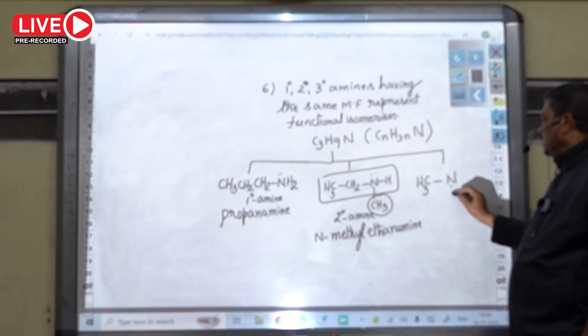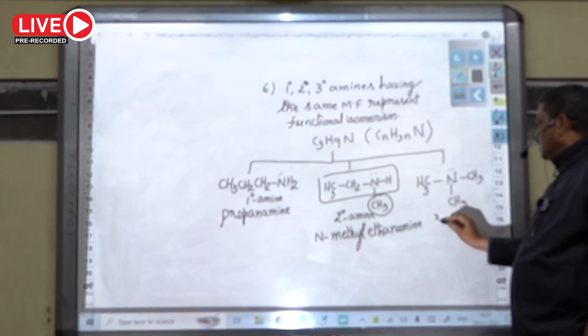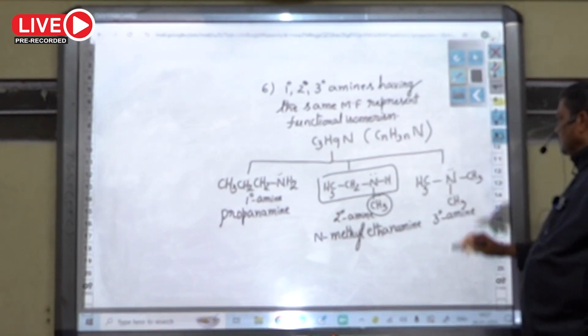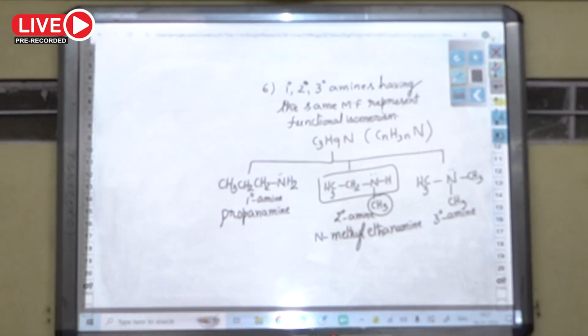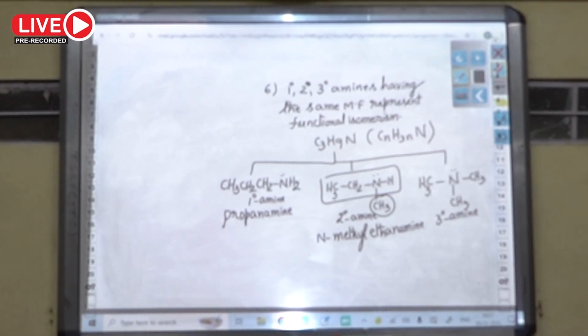The third one, what I write is CH3, N, tri-CH3. It is a tertiary amine. Now its common name is trimethylamine.